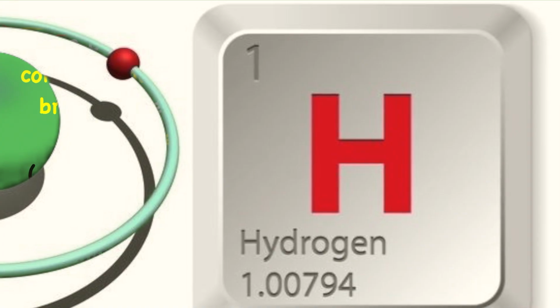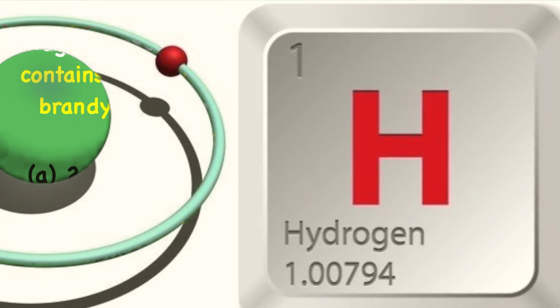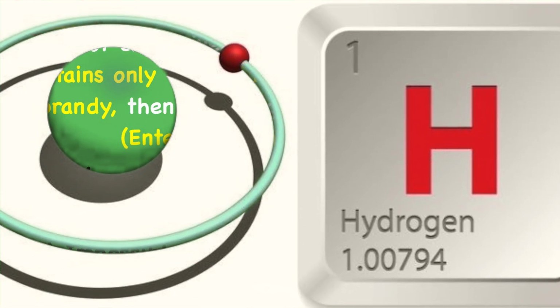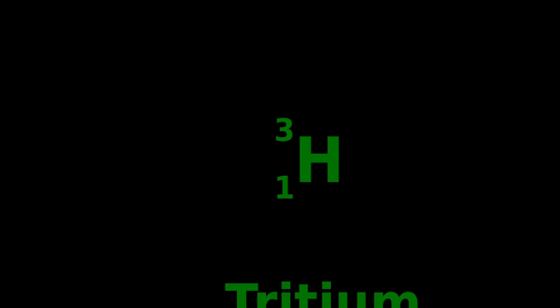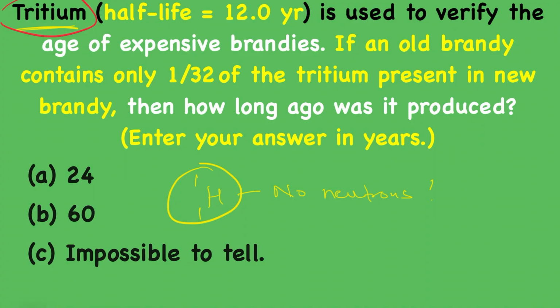To make a comparison, as we all know, hydrogen has only one electron and one proton, but does not have any neutrons, whereas tritium has two neutrons in addition to the same number of protons and electrons as hydrogen. This makes tritium unstable and radioactive.